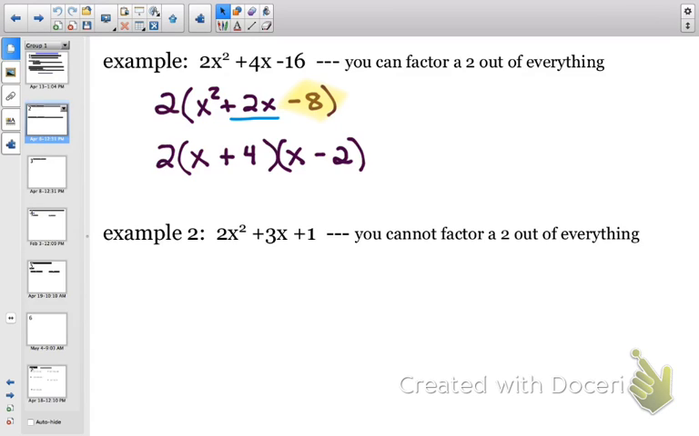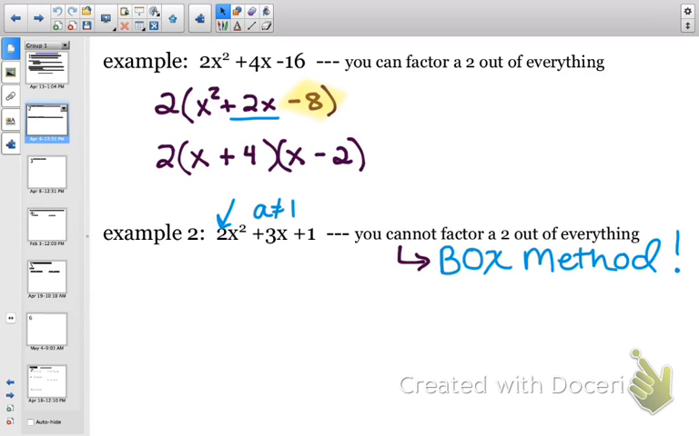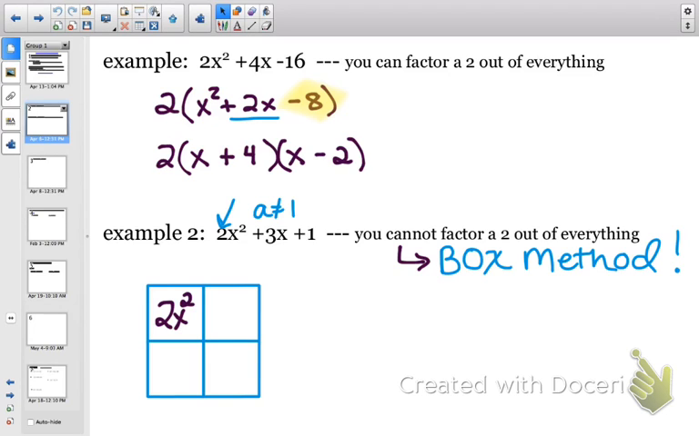In our second example, we don't have a GCF that we can take out. So this is what we'd call the box method, and this is what we use when our A value, our leading coefficient, is not equal to 1. We start out by making a box, kind of like Punnett squares from science. The first thing we do is put our x squared term in the top left, and then put our constant term in the bottom right.